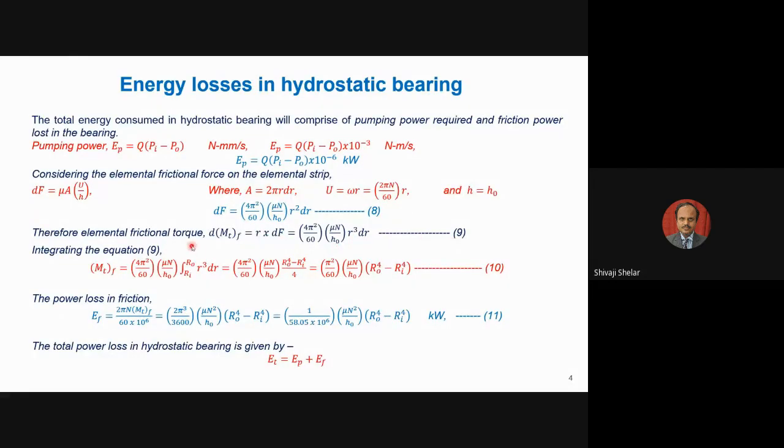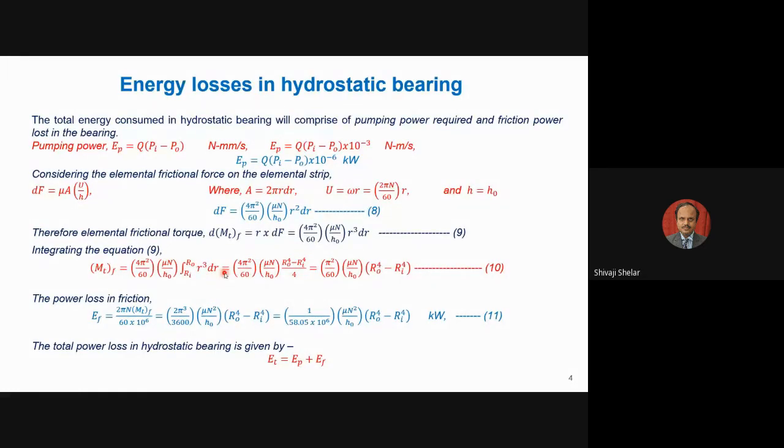Now this is an elemental torque for a small elemental thickness dr. If you want to determine the total frictional torque, it can be evaluated by integrating equation 9. So the total frictional torque MTF, F stands for friction, required to overcome the friction here is 4 pi square upon 60 mu n by h naught, which will be constant so it stays outside, into the integral from Ri to Ro of r cube dr.